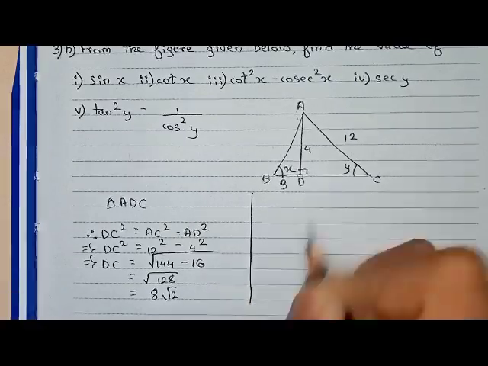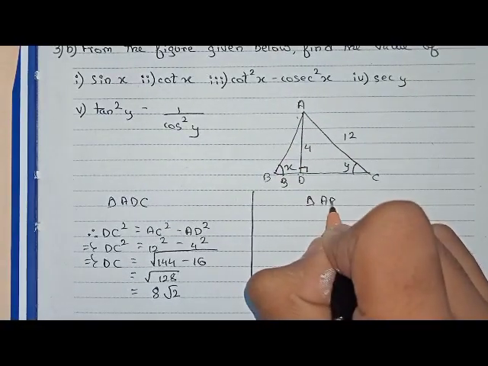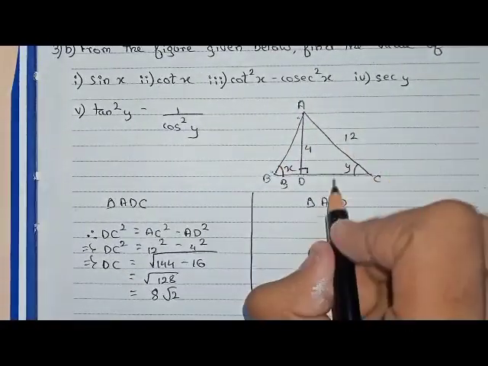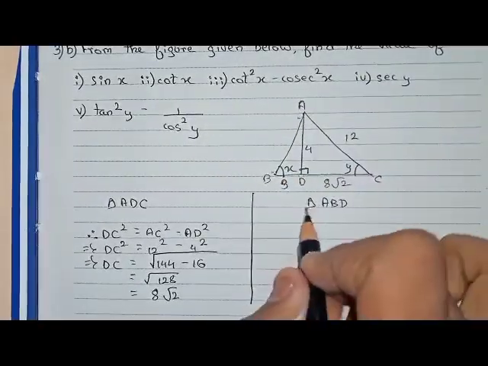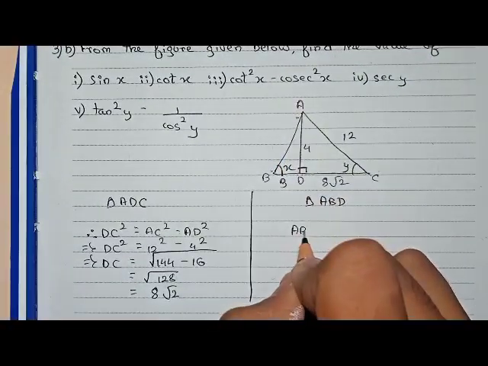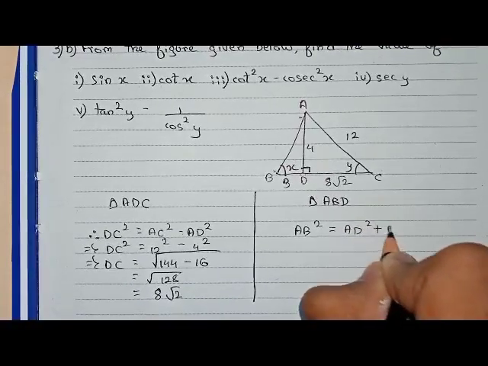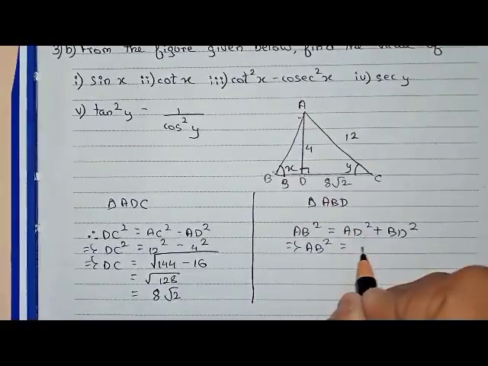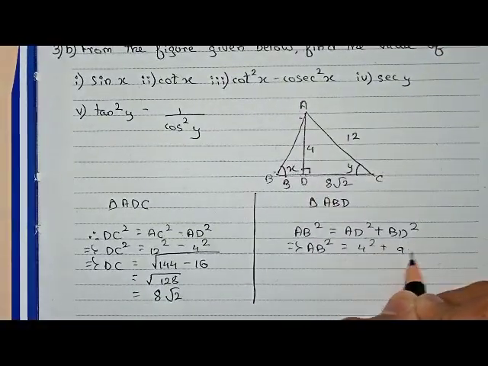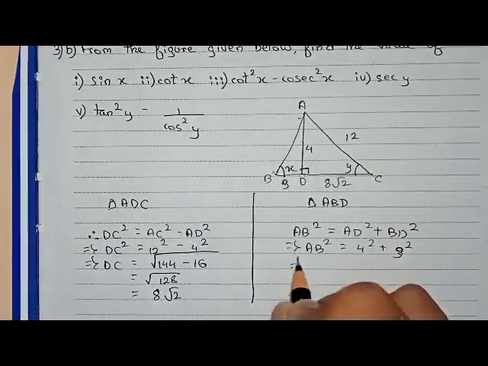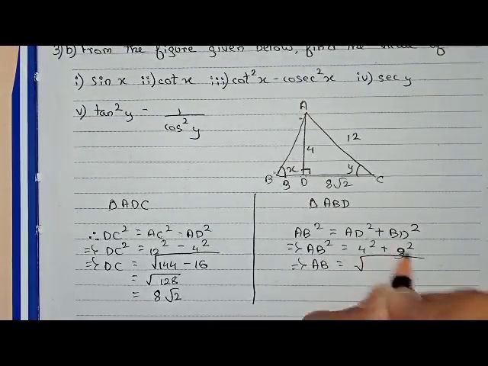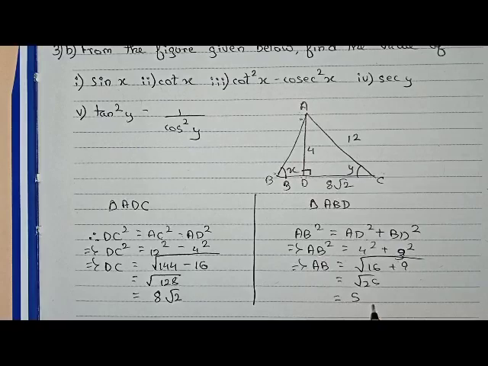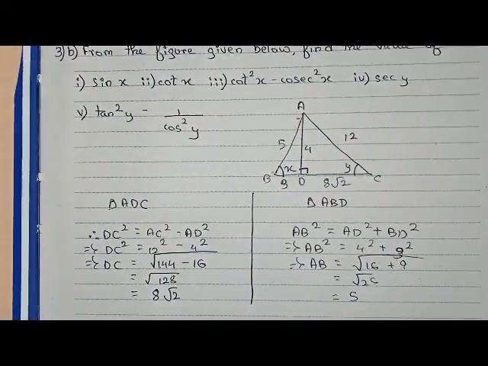Now we apply the Pythagoras theorem in triangle ABD. In triangle ABD you have to find the side AB. And in triangle ADC this is 8 root 2. So in triangle ABD you have to find AB only. So AB square is equal to AD square plus BD square. AD is 4 square plus BD, that is 3 square. AB is equal to root over 16 plus 9, that is 25, which is equal to 5. So this side is our 5.